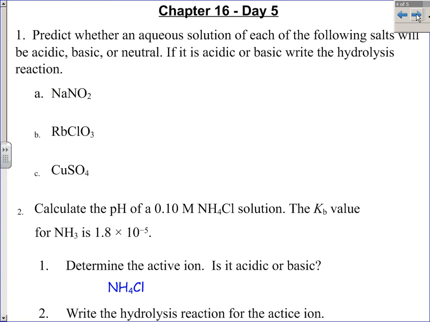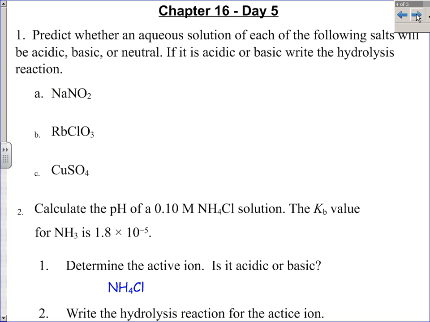Next day, we got into looking at salts, and how ionic compounds, and that's the salt I'm referring to here, when thrown into water can also affect the pH of water in some situations. So the first thing we're supposed to do here is predict whether an aqueous solution of each of the following salts will be acidic, basic, or neutral. And if it's not neutral, we're supposed to write the hydrolysis reaction. A very important thing to be able to do here for the AP test.